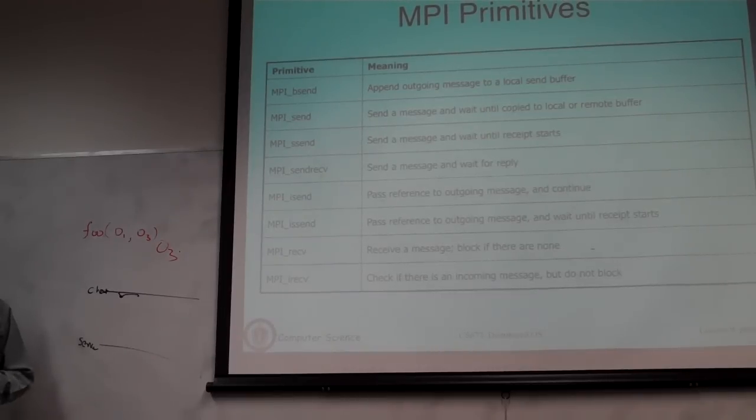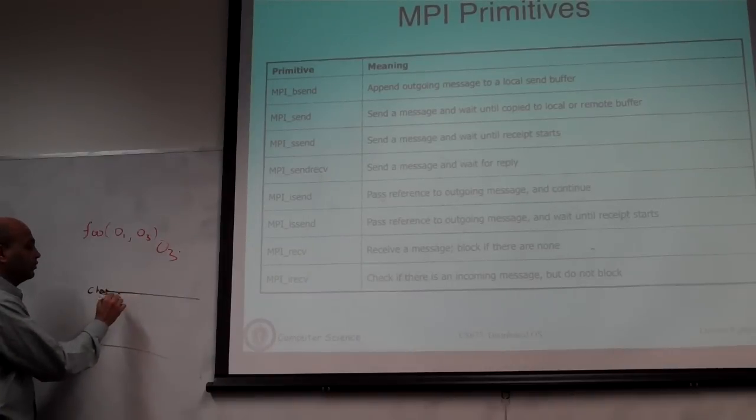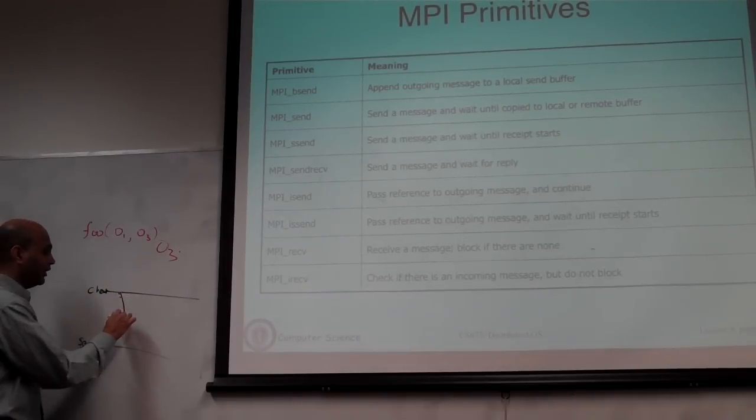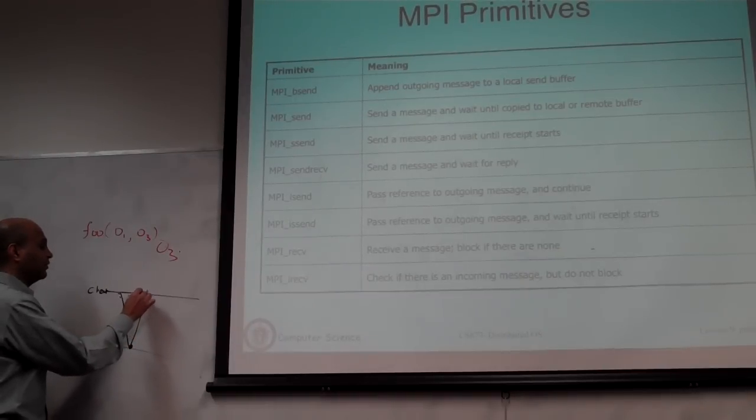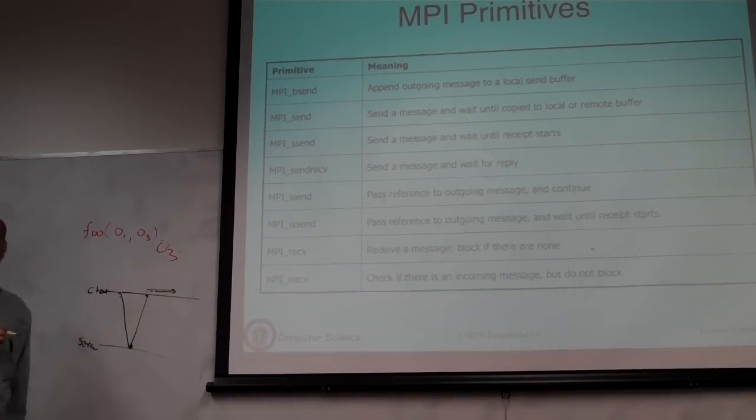So let's look at the next one and see if we can map this one. What does send do? Send says send a message and wait for it to be copied to the remote buffer. Let's forget the local buffer. So in the second one, you basically construct a message and you wait for it to be copied to the OS at the other end, and then you continue execution.